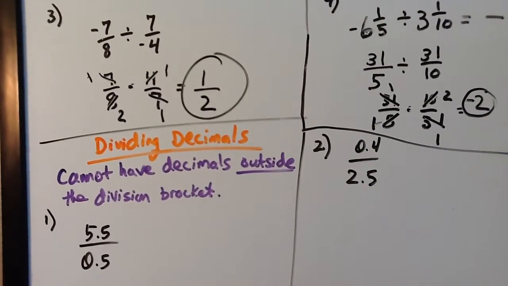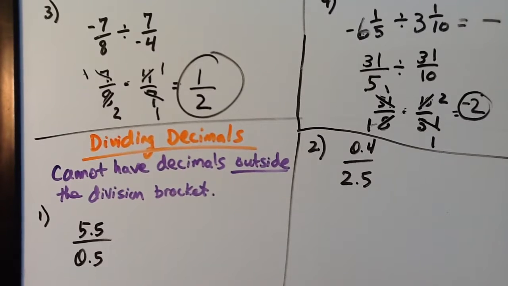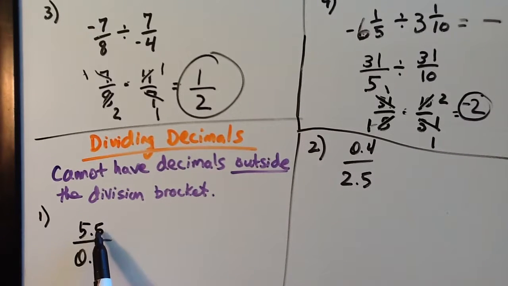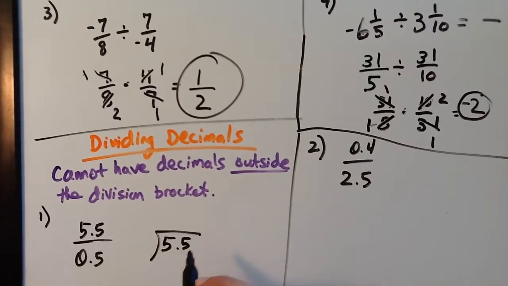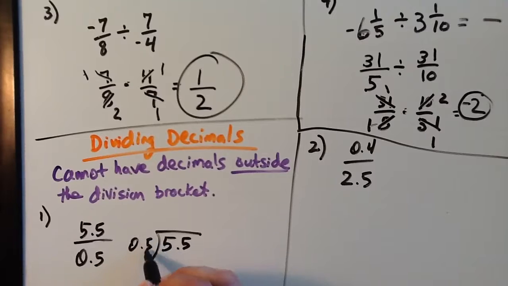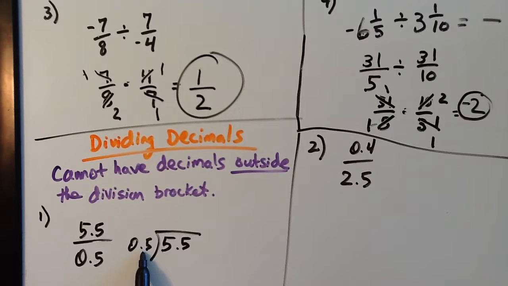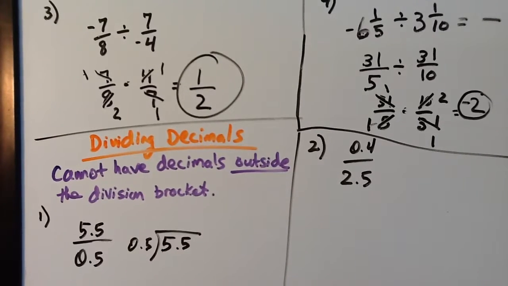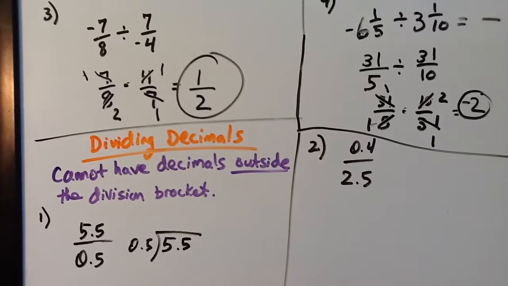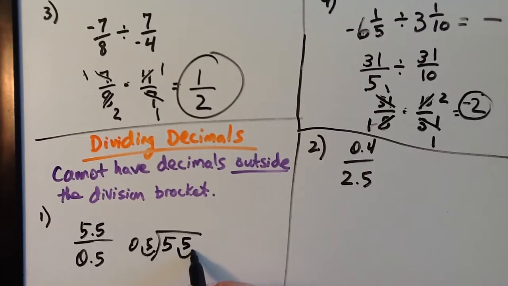Dividing decimals. When you divide decimals, you cannot have a decimal outside the division bracket. So in this first example, I have 5.5 over 0.5, or again, the horizontal fraction bar can be read as divided by. So top number goes inside the division bracket, 5.5 divided by 0.5. So as you can see right here, we have a decimal outside the division bracket. That cannot happen. And so if this is the case, I need to multiply, in this case, by 10 to get rid of the decimals, because multiplying by 10 is the same thing as moving the decimal one place to the right. And so if I move the decimal on this number to the right one space, then I must also move the decimal on this number one space to the right.